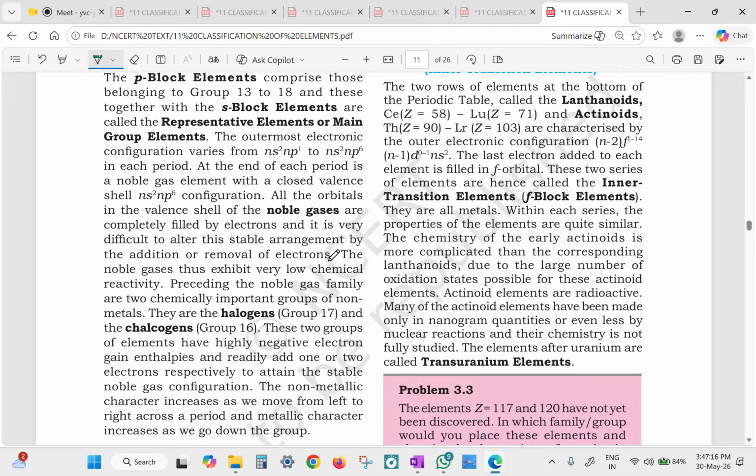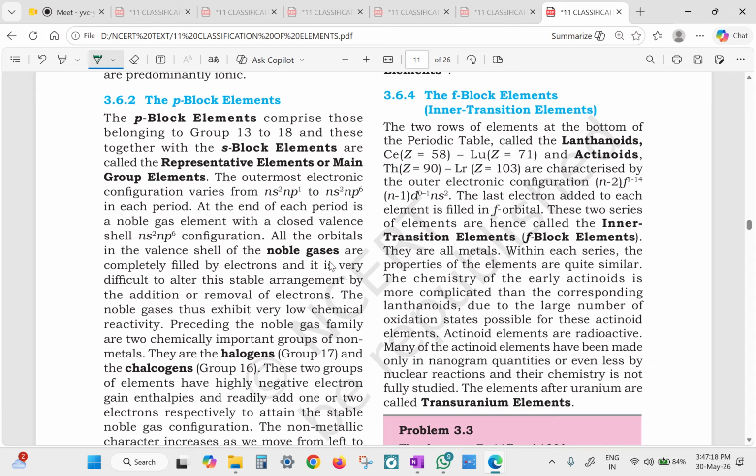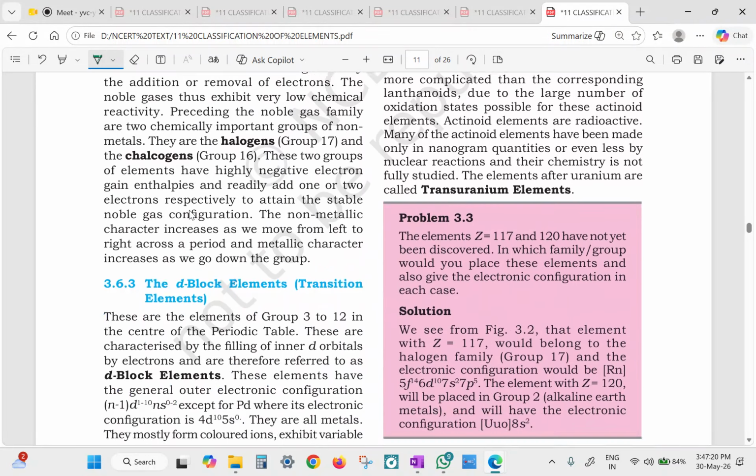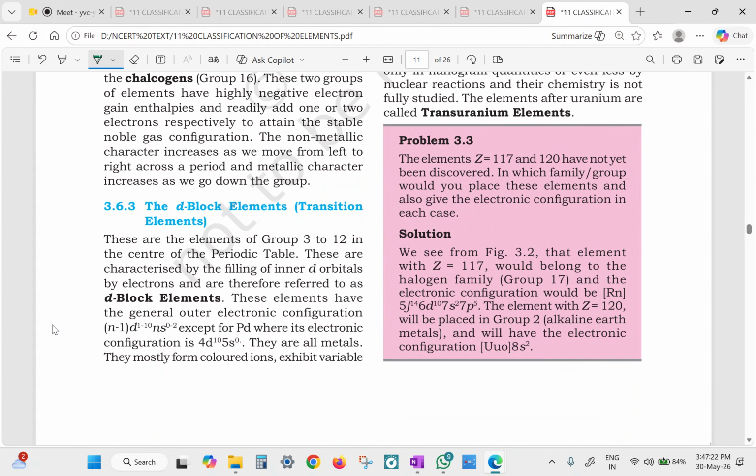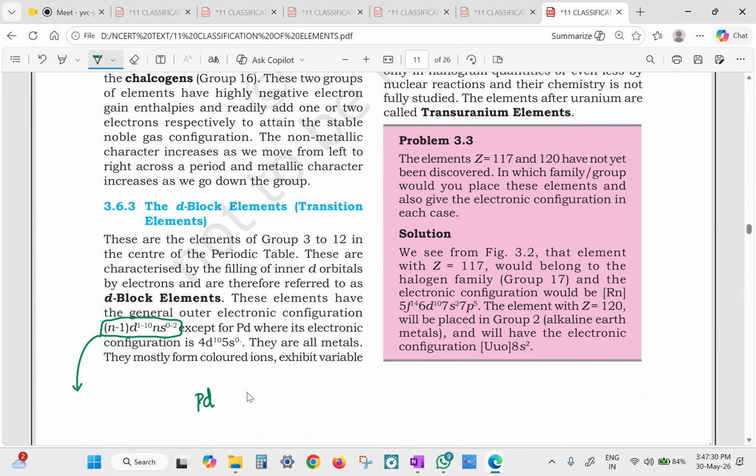So we look at the electronic organization for the D block elements. See, can you understand now why 0 is included? Which element is responsible for that? Palladium has got the S0 and D10. Understood? So this is the general electronic configuration.